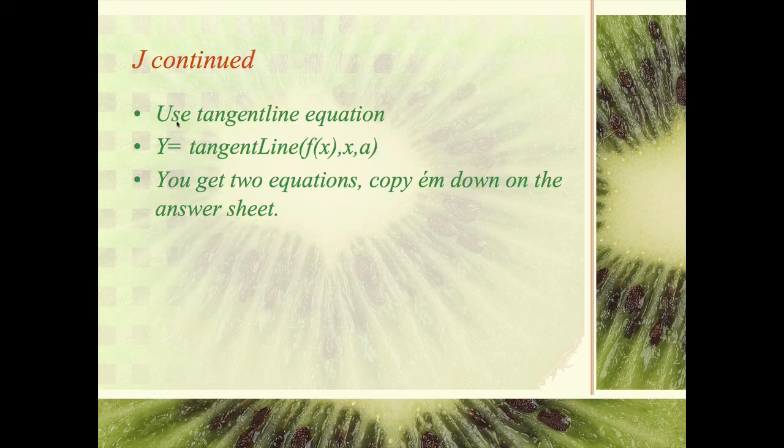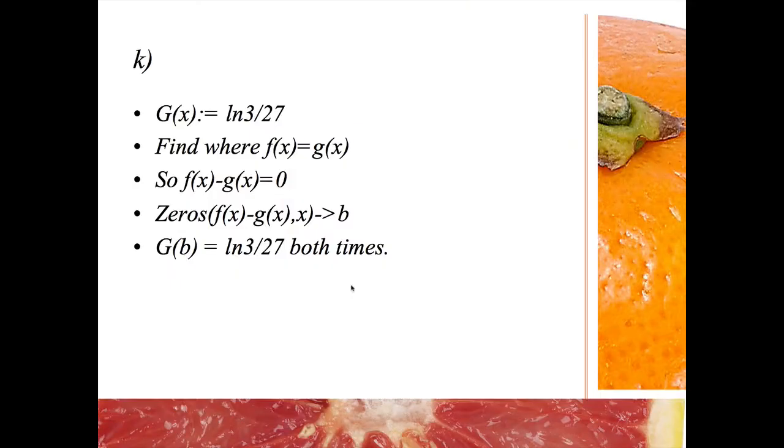Okay, so now you gotta use the tangent line command again to find those two lines. So you just gotta do the same thing. You just do tangent line of f of x comma a. You get two equations, just copy down on the answer sheet. And yeah, now you just gotta have another g of x equation. So you need to find the intersection points where f of x is equal to g of x. So we know that f of x minus g of x is 0, right? So we can use the zeros function. We find the values, and then we just substitute them, and it's ln 3 over 27 both times.